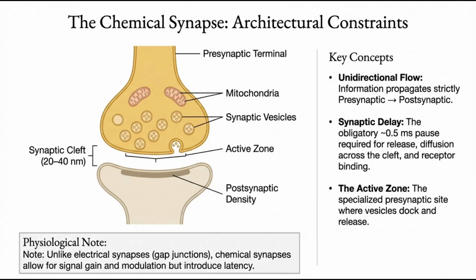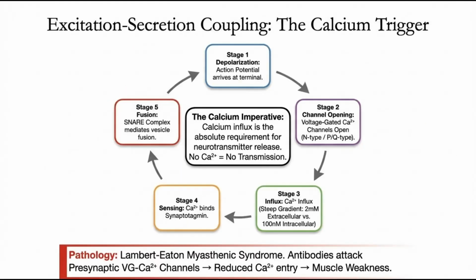Moving on to slide 3, and this is where the action happens. The title is Excitation-Secretion Coupling, the calcium trigger. This is arguably the most critical slide for understanding the physiology of this whole process. We're tracing the signal. The action potential arrives at the terminal, and this causes a depolarization. So the voltage goes up. The inside of the membrane becomes more positive.